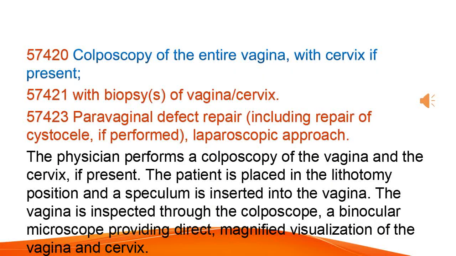Colposcopy of the entire vagina, with cervix if present. With biopsy(s) of vagina/cervix. Paravaginal defect repair, including repair of cystocele, if performed, laparoscopic approach. The physician performs a colposcopy of the vagina and the cervix, if present. The patient is placed in the lithotomy position and a speculum is inserted into the vagina. The vagina is inspected through the colposcope, a binocular microscope providing direct, magnified visualization of the vagina and cervix.